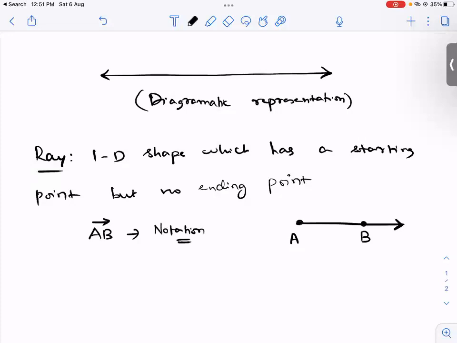Generally, when you go to higher standard, you will understand that a ray is a directed line segment. Means if a line segment has a direction, that is what is called a ray.